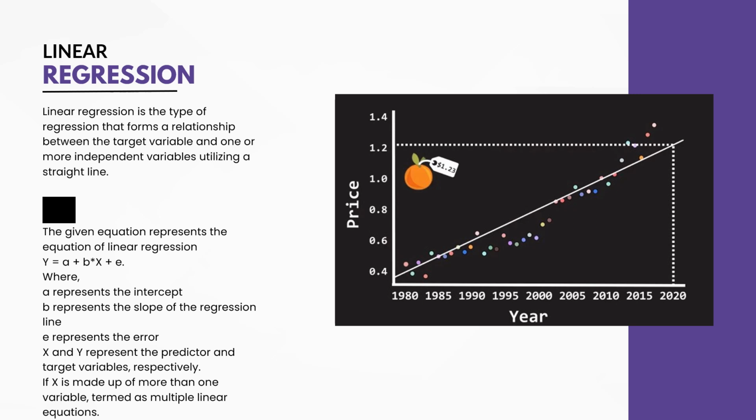The given equation represents the equation of linear regression: y equals a plus b times x plus e, where a represents the intercept, b represents the slope of the regression line, e represents the error, x and y represent the predictor and target variables respectively. If x is made up of more than one variable, it is termed multiple linear regression.